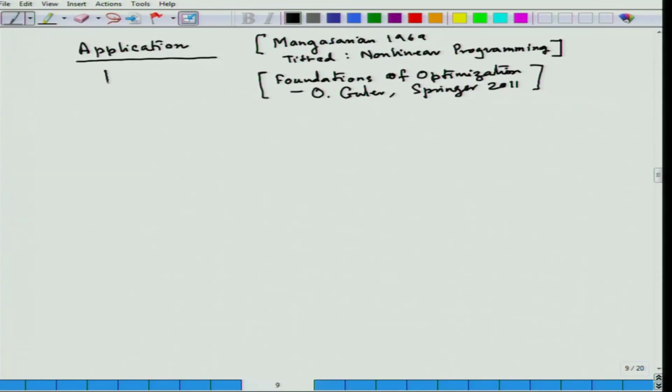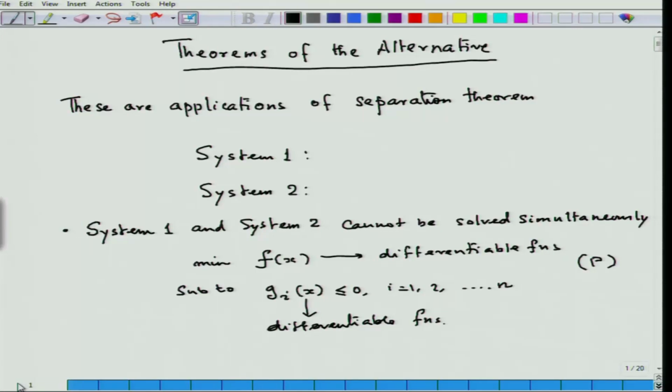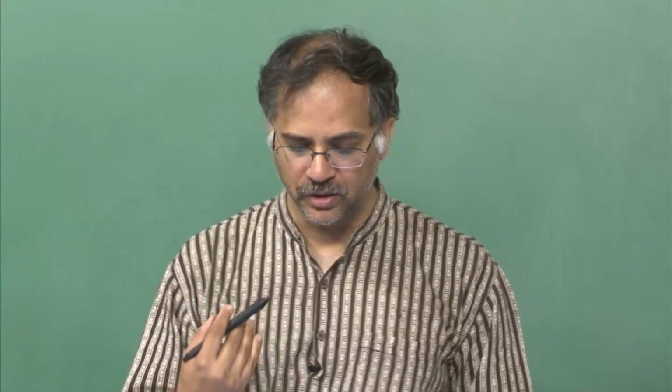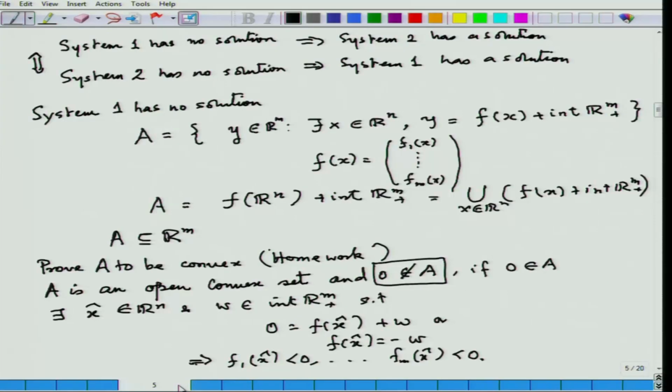So, let us go ahead and do this application. As an application of Gordon's alternative theorem that we have just learned, we will go back and apply it to find the necessary optimality condition for the problem P that we started with in the very beginning. If this is a differentiable optimization problem with inequality constraints, what is my necessary condition for optimality? Given that x bar is a local minima, can I tell what sort of conditions it will satisfy in terms of the gradients of these functions? That is exactly what we are now trying to find using the theorem of the alternative.